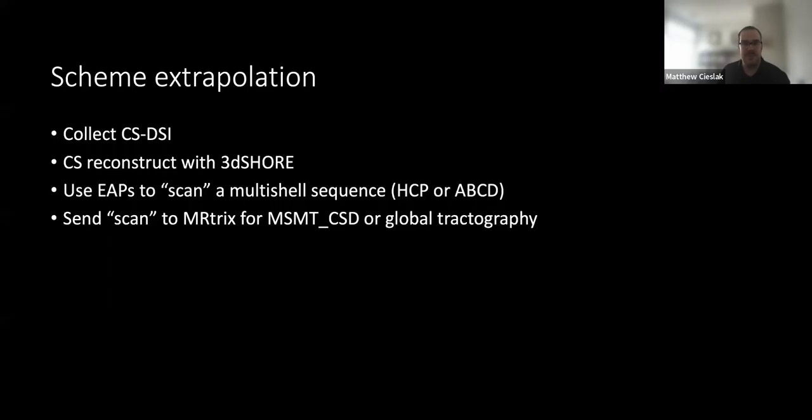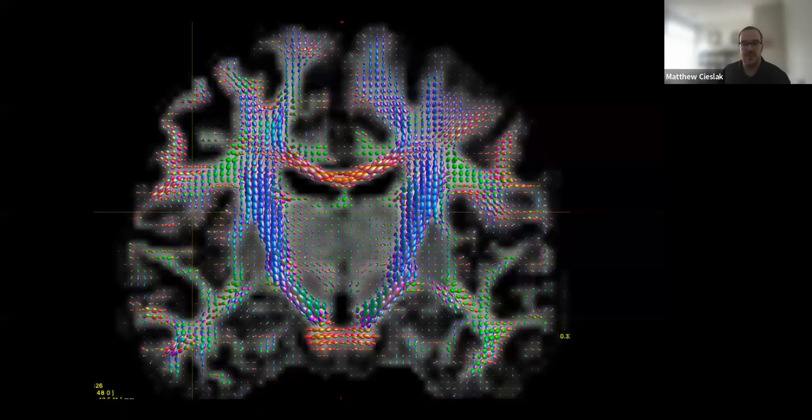And then here's an example of a scheme extrapolation. So we collected a compressed sensing DSI. We used it to extrapolate a HCP scan, and then we used the MRTrix reconstruction method on it, and it looks just like a normal HCP scan, except that we only acquired 55 images.